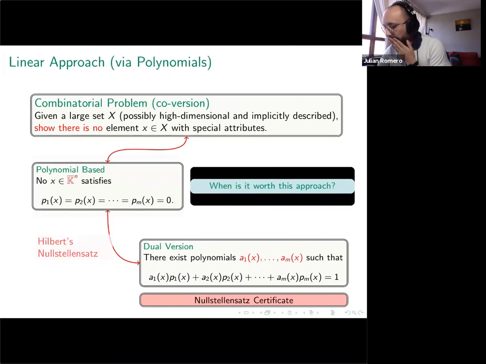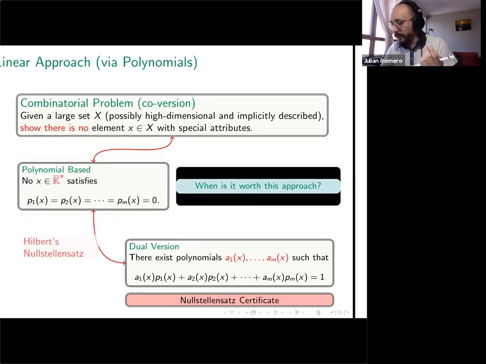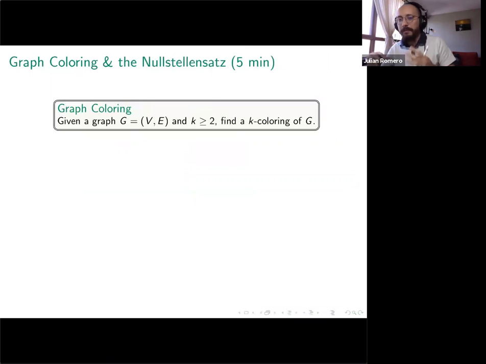So the question is, when is this approach worth it? One of the examples which seemed nice was graph coloring. So let me go back and make some basic definitions on how we can use this for graph coloring. I'm given a graph and a k, and I want to determine if the graph is k-colorable. And I want to find a system of polynomial equations that does this.